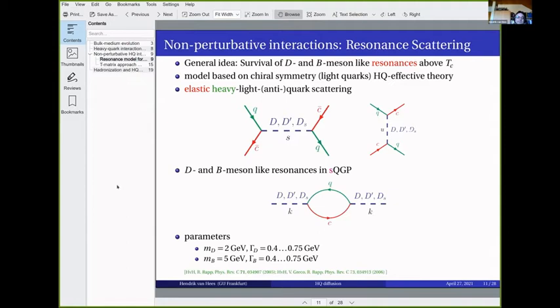Then, of course, the point was to have above Tc some preformed hadron-like resonances, these D and B meson-like resonances. So we treated them with a one-loop diagram to have a finite width. But at this time, we did this only in the vacuum. These ingredients stay the same, and we vary our model parameters such that the D meson width is between 0.4 and 0.75 GeV, and also for the B, with M_D and M_B at 2 and 5 GeV.